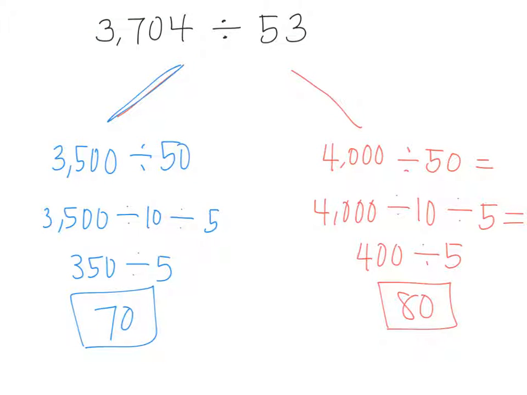Now, two students here did the same problem and they got different answers. Which answer is better and why? So while both of these students did some estimation and rounding correctly, the blue one is a better estimate because 3,500 is closer to 3,704. So this one is more accurate. Okay. Now, the reason why this student knew you could do that is because they knew their math facts. They knew that 35 is divisible by 5, just as 40 is divisible by 5.